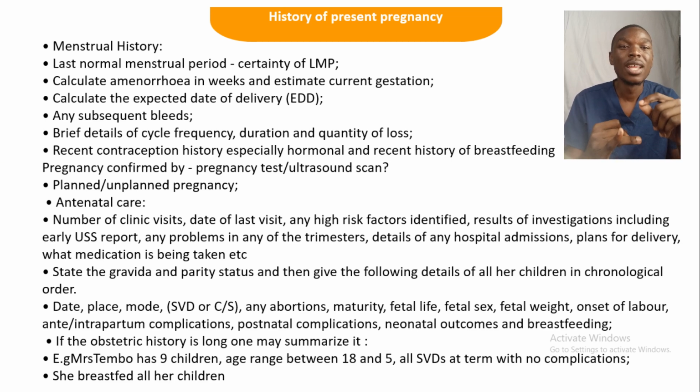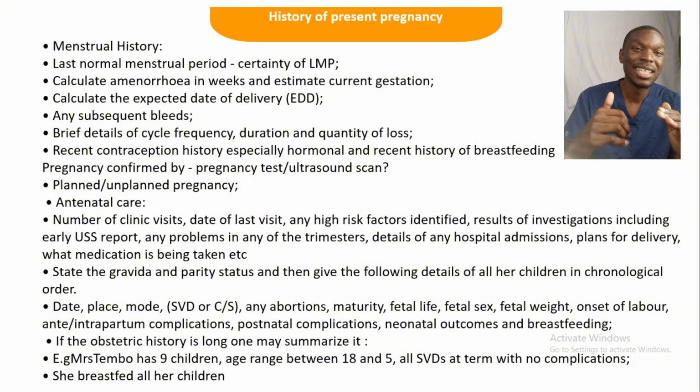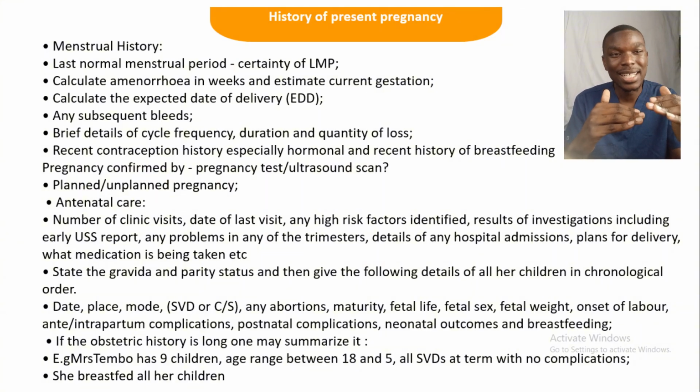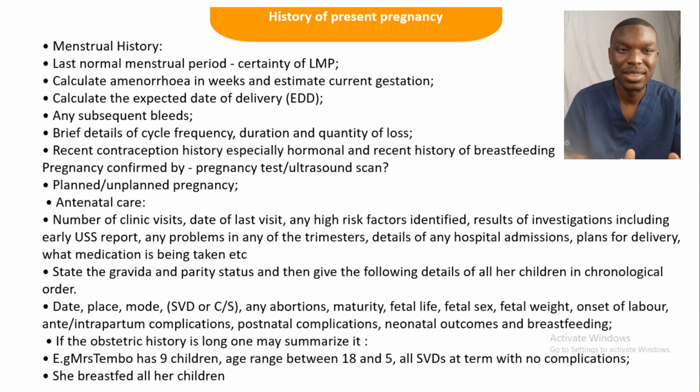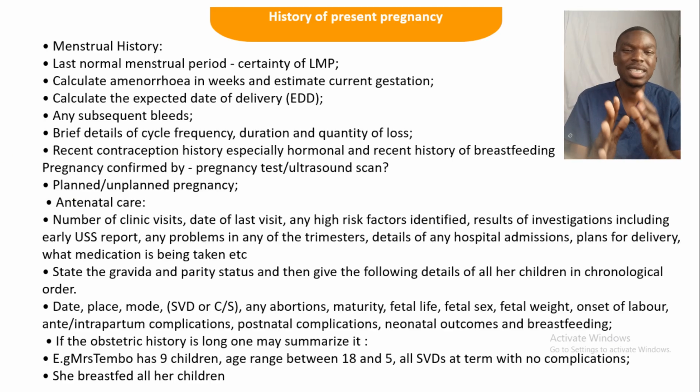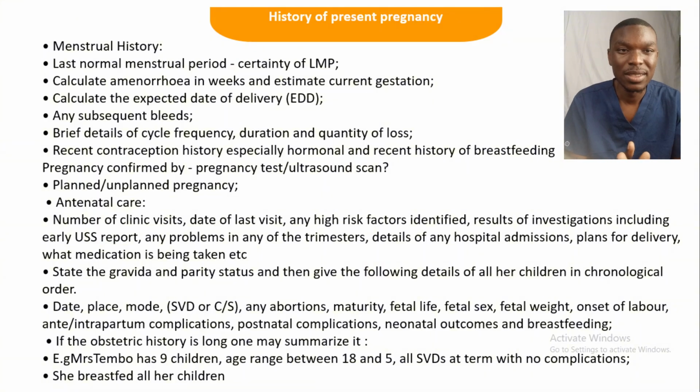Then you move to the last normal menstrual period, the current LMP. What you had asked previously, you also state. Then you also calculate the EDD. You remember the EDD, the expected date of delivery? You calculate it here. Then you ask about any bleeding that you have had since you discovered that you are pregnant. You indicate and describe what color the blood was, dark red or bright red. You list all those things.